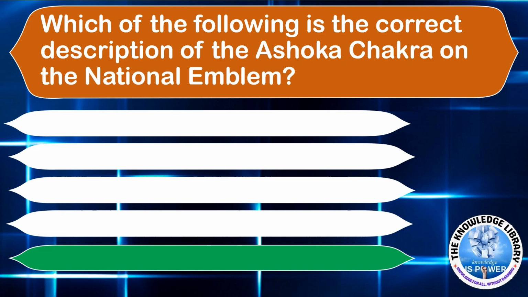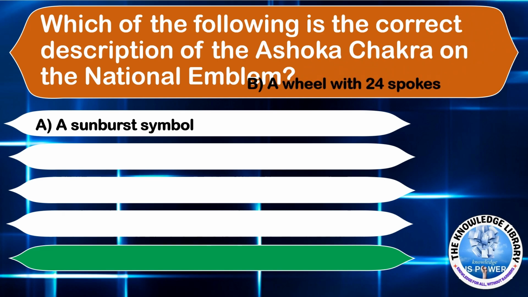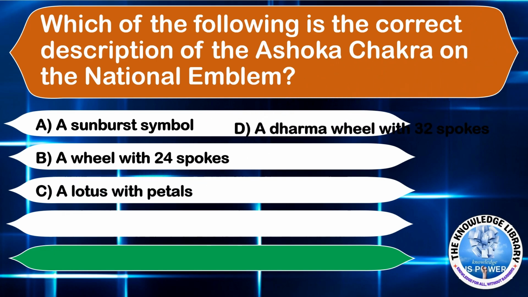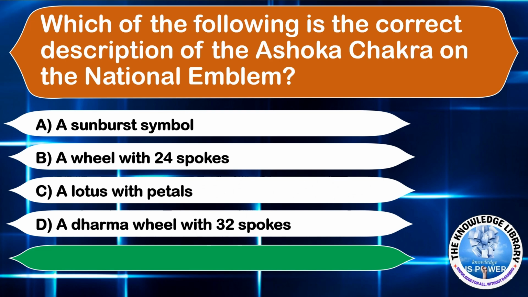Which of the following is the correct description of the Ashok Chakra on the national emblem? Option A, a sunburst symbol. Option B, a wheel with 24 spokes. Option C, a lotus with petals. Option D, a dharma wheel with 32 spokes. The correct answer is option B, a wheel with 24 spokes. Move to the next question.